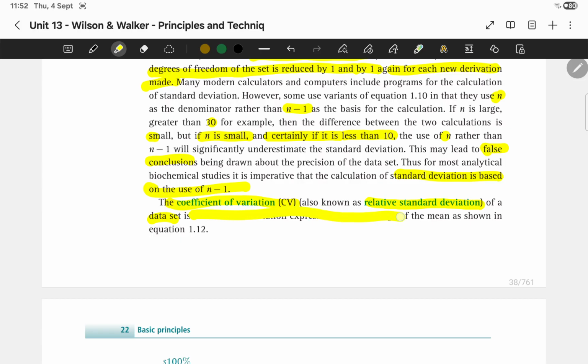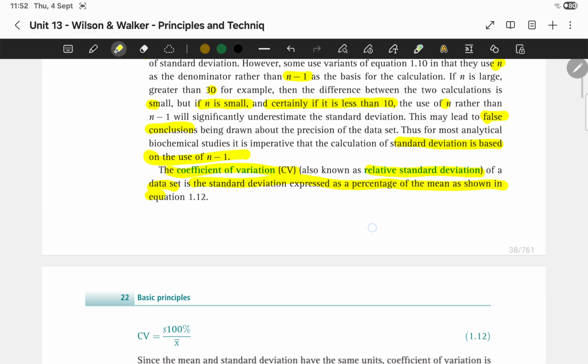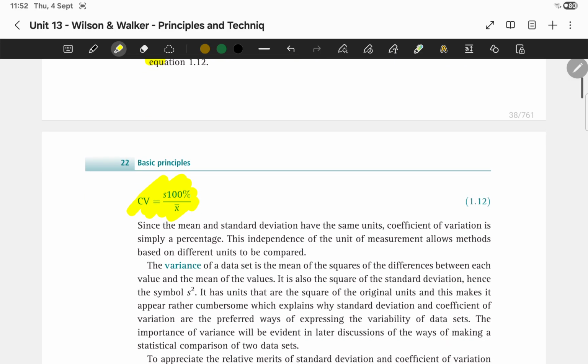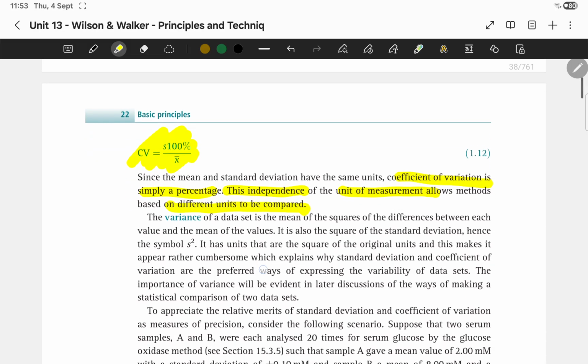Coefficient of variance, CV, also known as relative standard deviation of the data set, is the standard deviation expressed as a percentage of the mean, shown in this formula: CV equals S times 100% upon x bar, where x bar is the mean. Since the mean and the standard deviation have the same units, the coefficient of variance is simply a percentage. This independence of the unit of measurement allows methods based on different units to be compared.